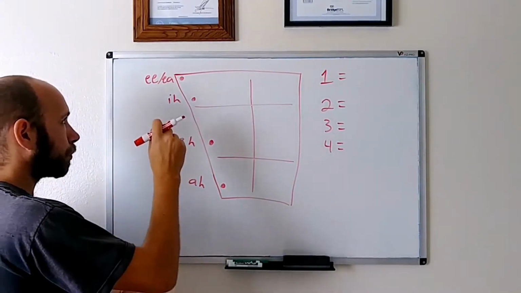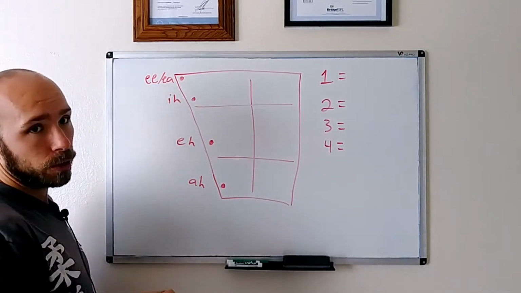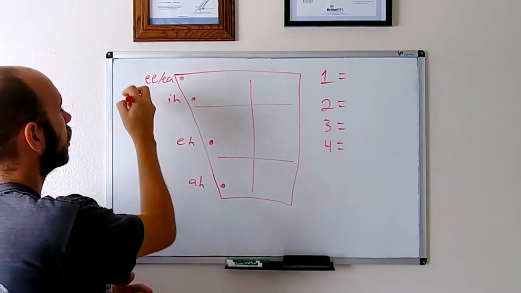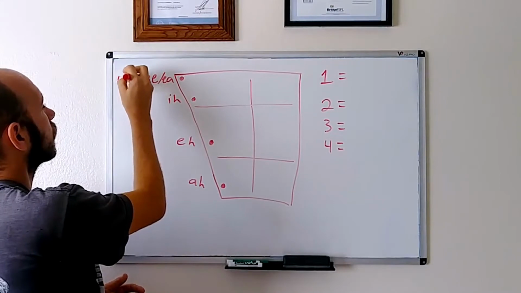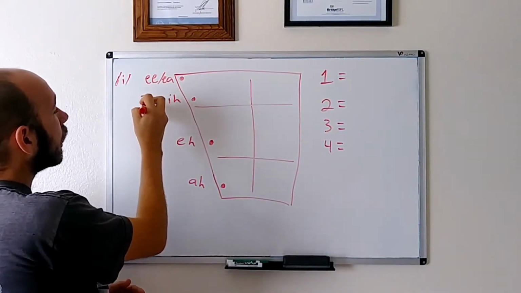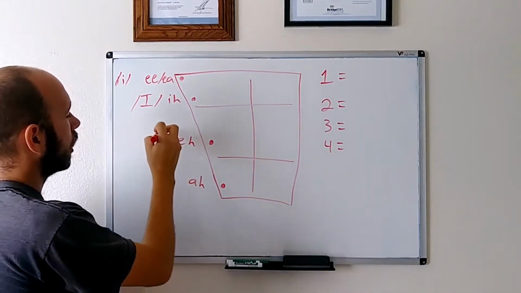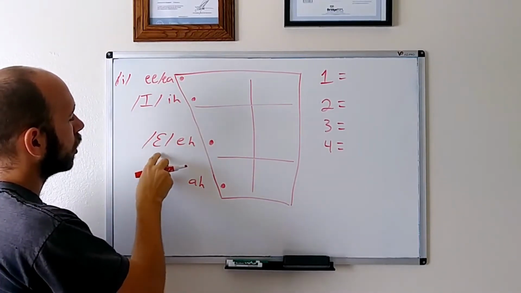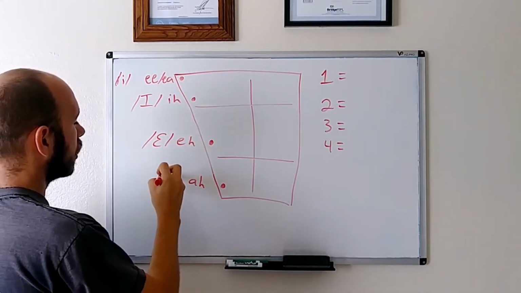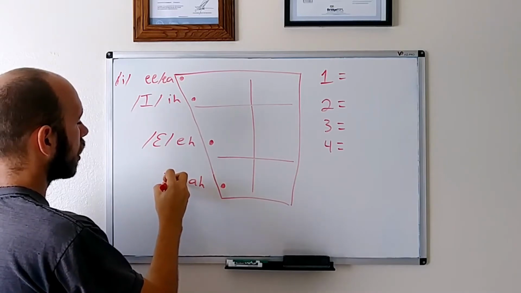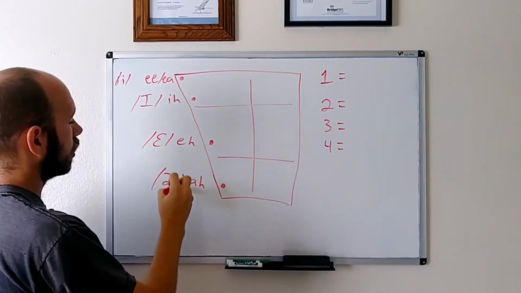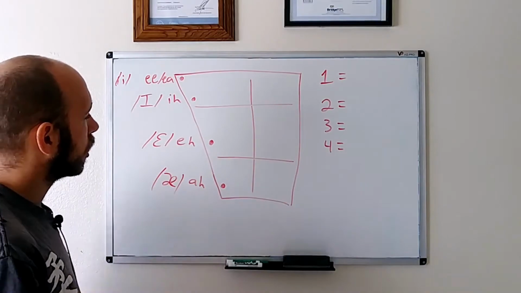Okay, so remember up here we have E, our first vowel sound, which in IPA is a lowercase I. Here we have I, which in IPA is a capital I. Here we have E, which in IPA is that backwards 3. And here we have A, which in IPA is that weird AE combined symbol.